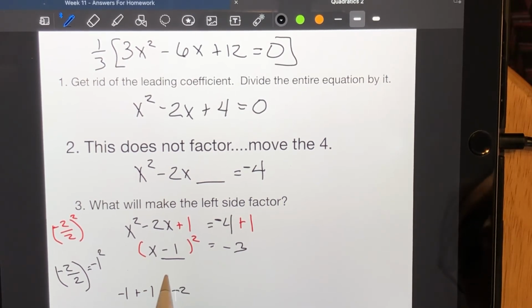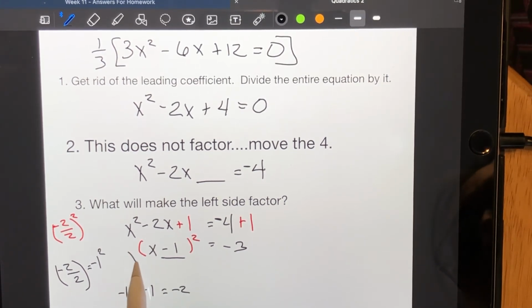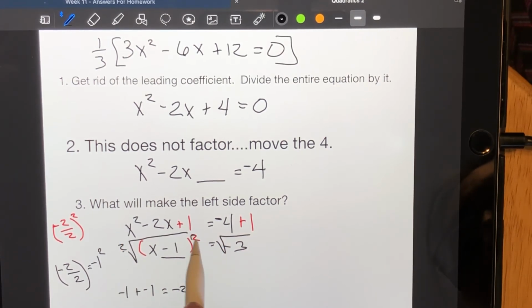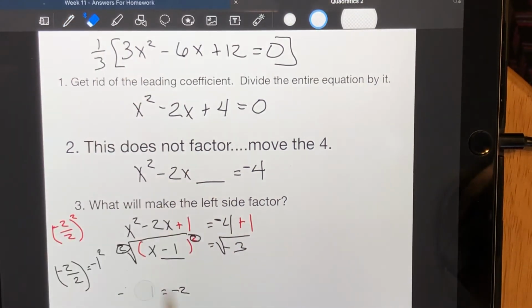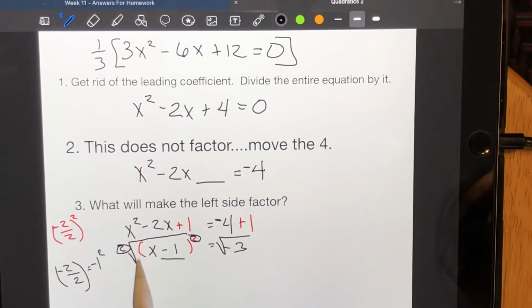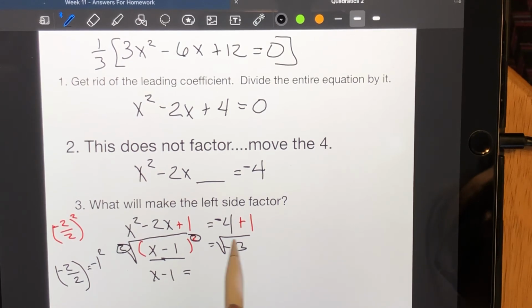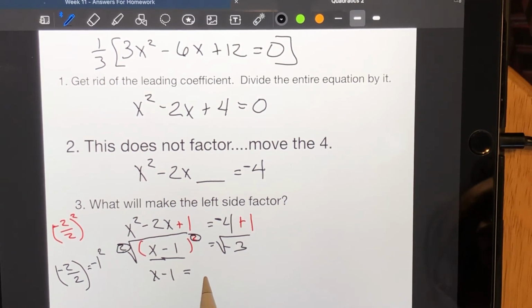Okay. So we take the square root of both sides. All I'm left with is x minus 1. I'm left with that whole base underneath. And I just took the square root of a number that wasn't already squared. So I have to add a plus or minus and then say -3.